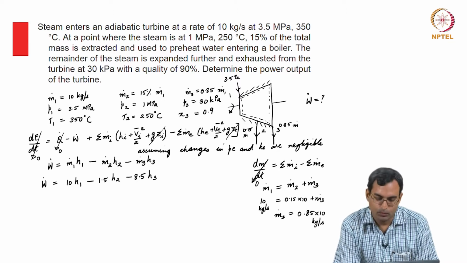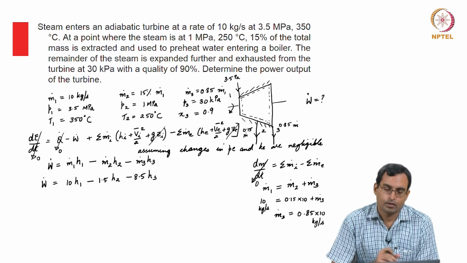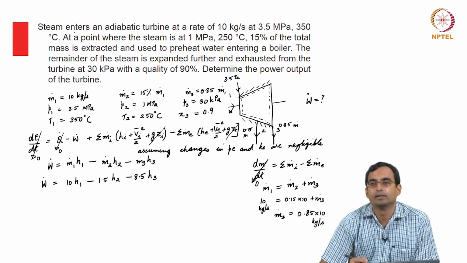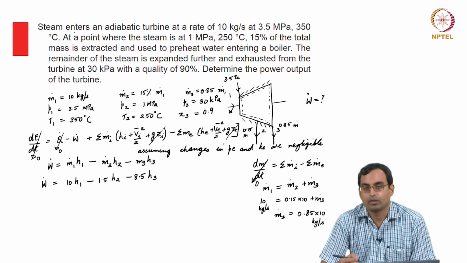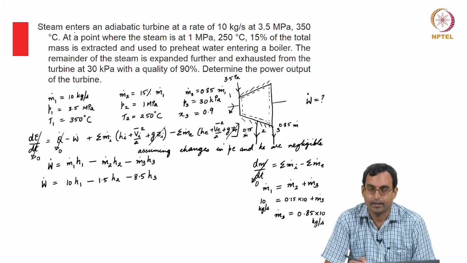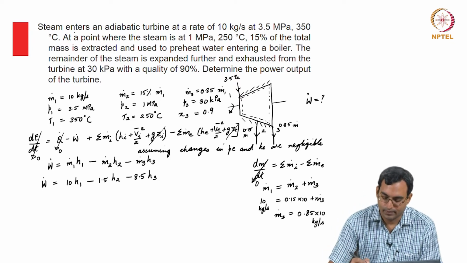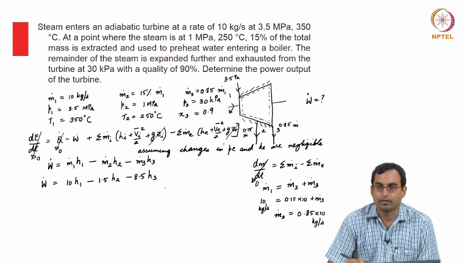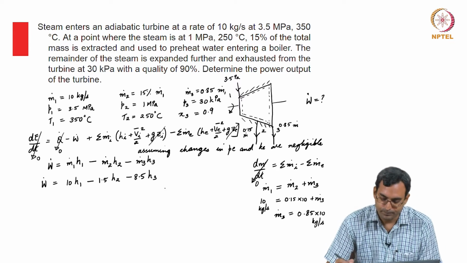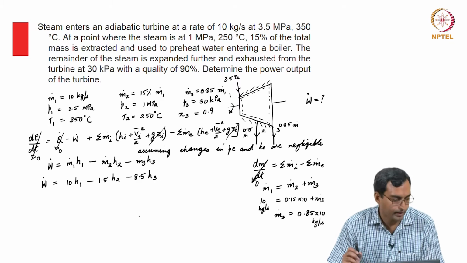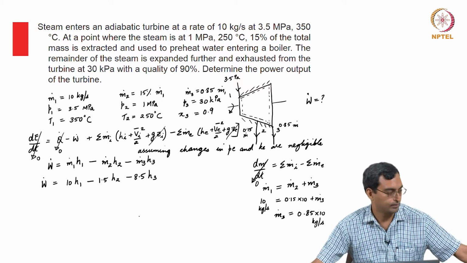So, I need to see what is the working substance I am using. The working substance here is steam. If the substance was air, I would use the ideal gas law and Cp and Cv to find enthalpy. Since it is steam, I need to find out these values from the steam tables. So, let us look at the steam tables.